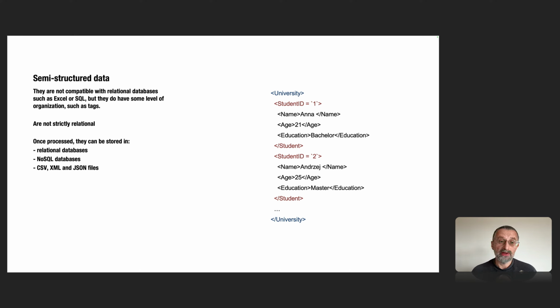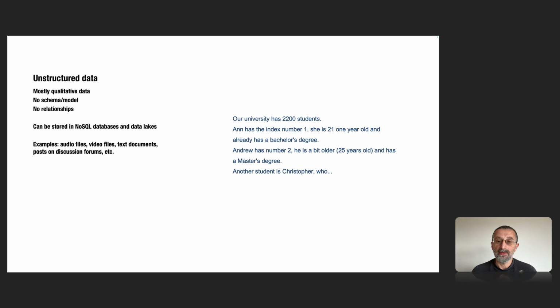They are not compatible with relational databases such as Excel or SQL, but they have some level of organization, such as tags you can observe here. They are not strictly relational, but once processed, you can use Python libraries for data, for example. Then they can be stored later on in relational databases, not only SQL databases, or in popular formats like comma-separated values or XML or JSON. So once again, the same information, but in a bit different form. Okay, and that brings us to the third option. Look at the text on the right-hand side.